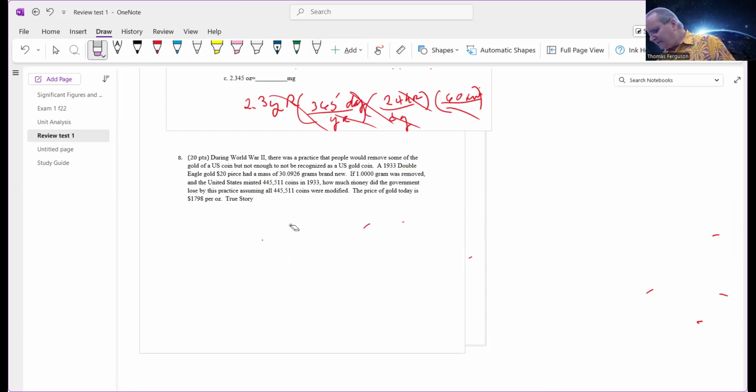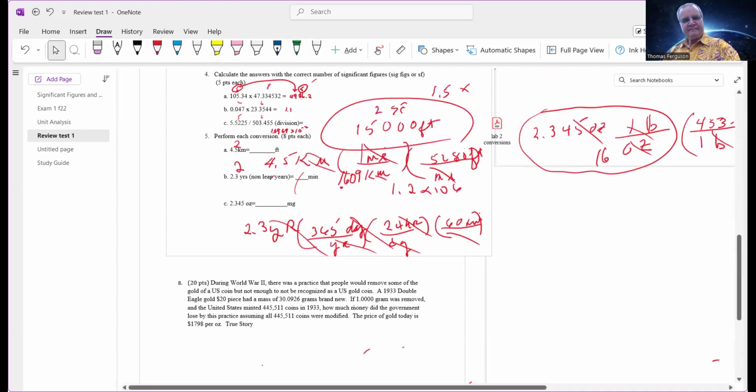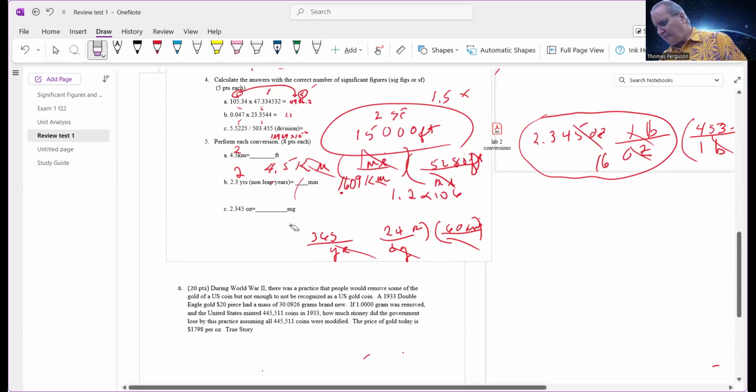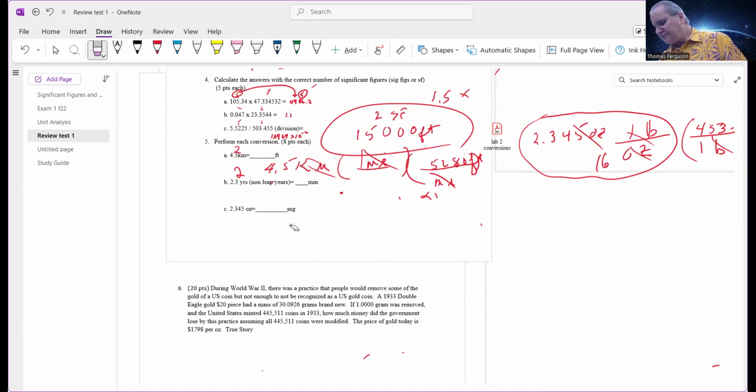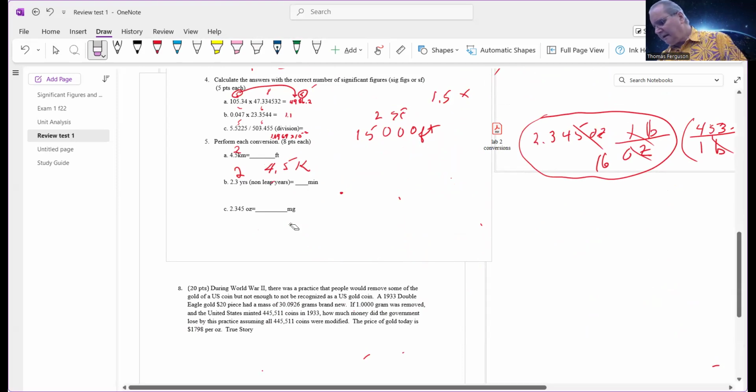This last problem is a very interesting problem. It is a true problem. My dad was stationed in Africa during Second World War, and the natives there did this. They did this problem.